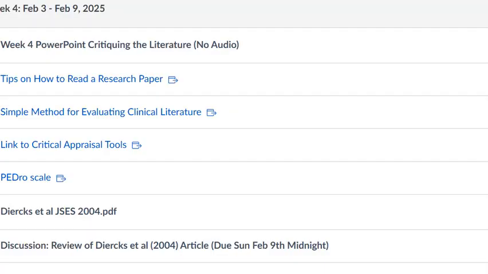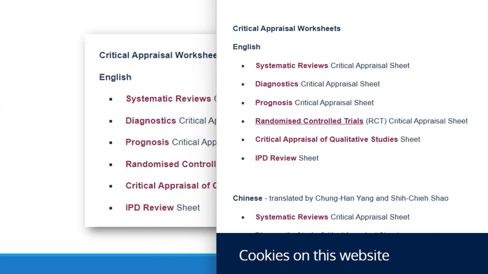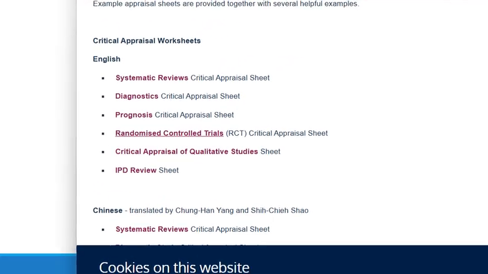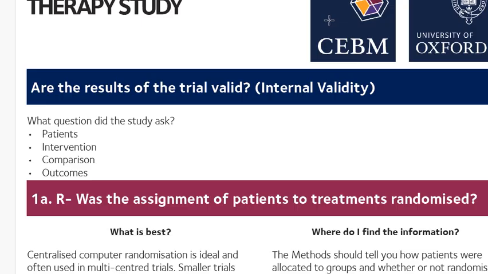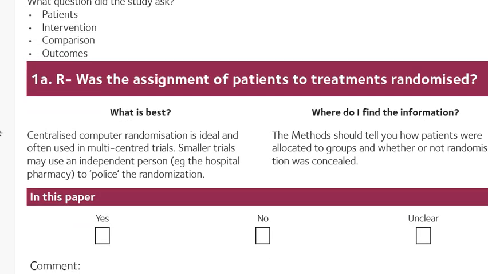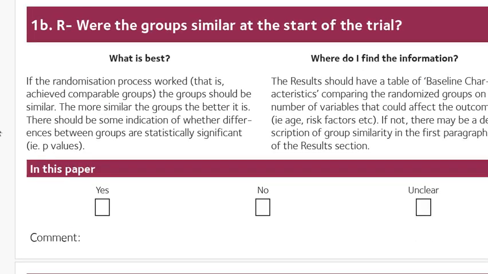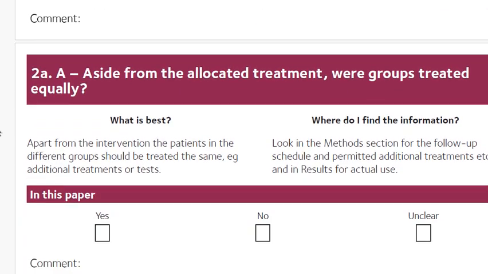All right, coming back to the link to critical appraisals. If you click on that link, it takes you to a different page here. And then if I were to click on randomized controlled trials, then a different document comes up. So if I click on that there, the therapy study that I was looking at or interested in, and you can go through and just kind of check yeses or nos or unclear.